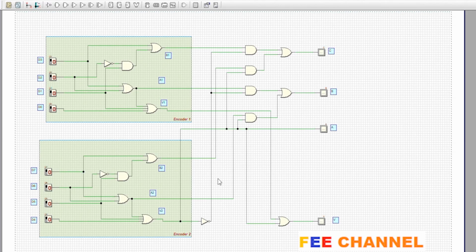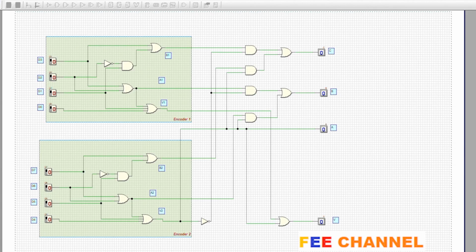Now suppose at the same time, this D3 input is also 1, then the corresponding output is equal to 0, 1, 1, because this D3 has more priority compared to D1. On the other hand, simultaneously, if this D5 input is also high, then we will get the output corresponding to D5, because D5 has more priority compared to D1 and D3. In that case, the corresponding output is equal to 1, 0, 1. And suppose at the same time, if D7 is also high, then we will get the output corresponding to D7, because D7 has the highest priority among all inputs.